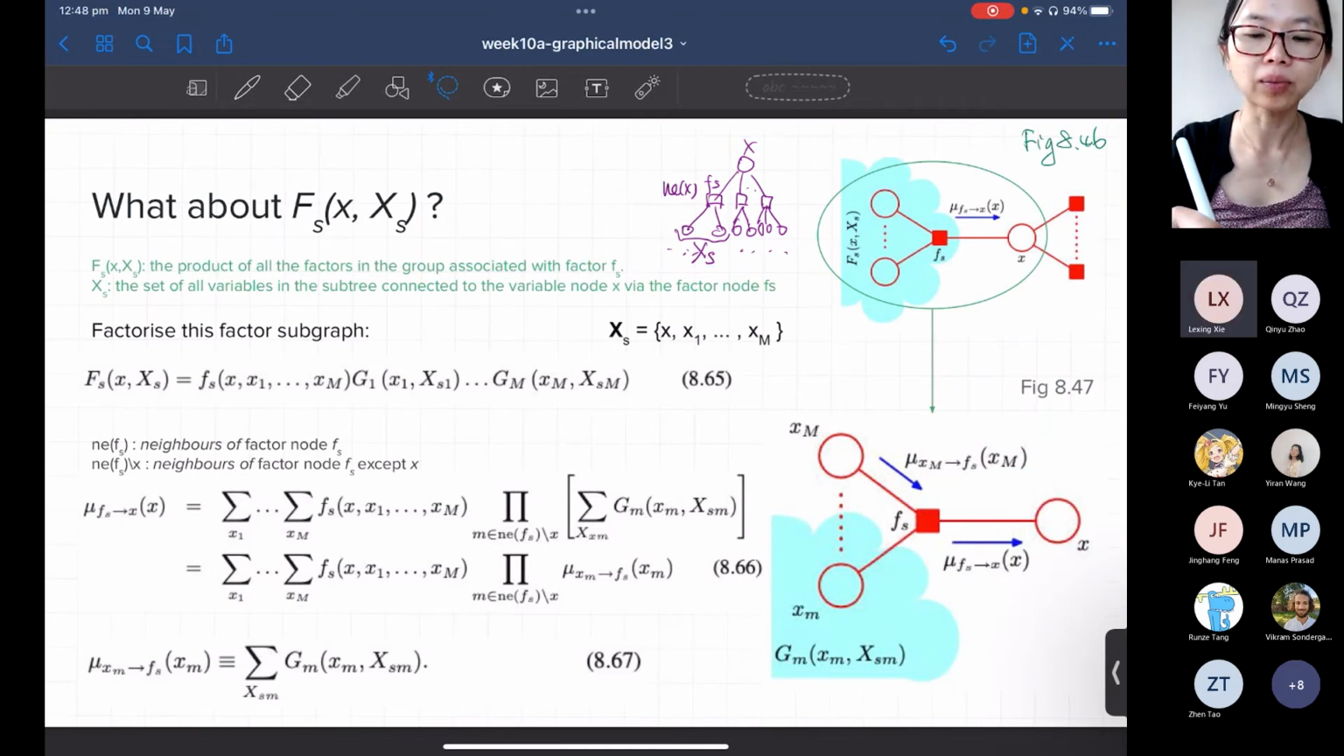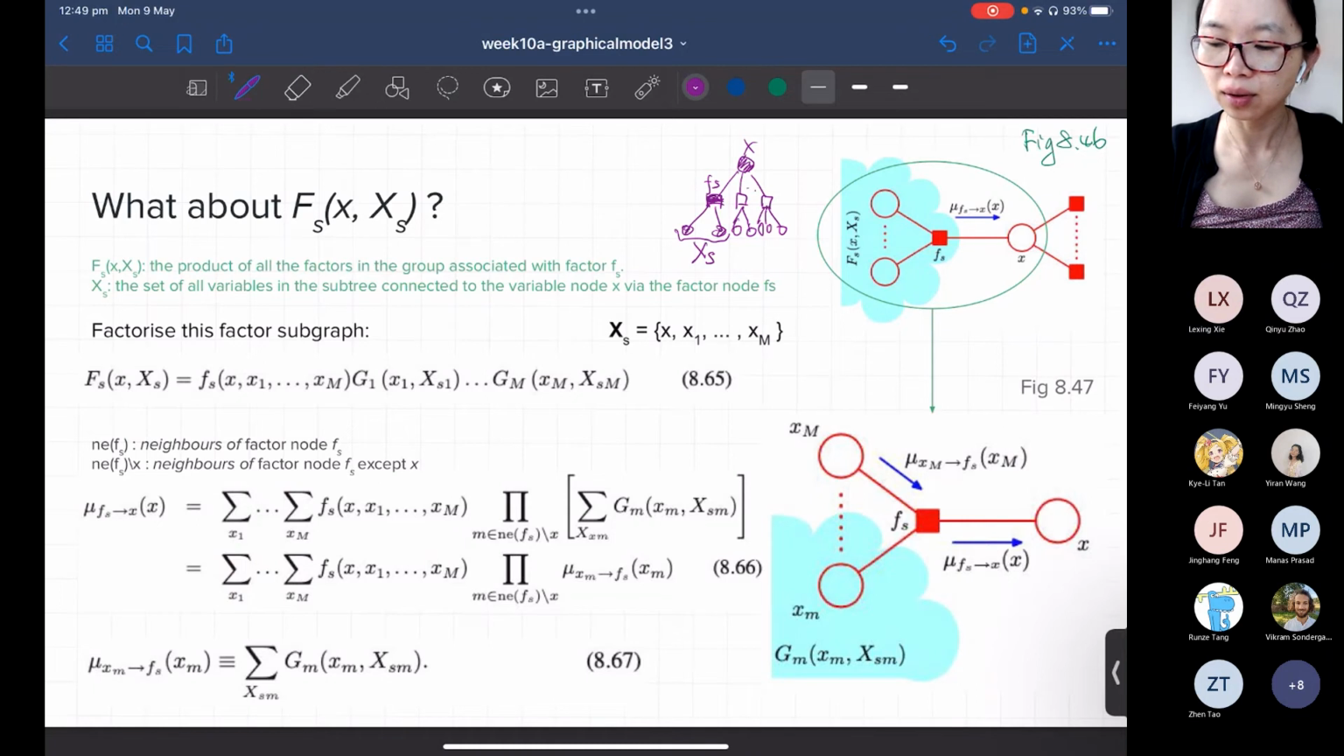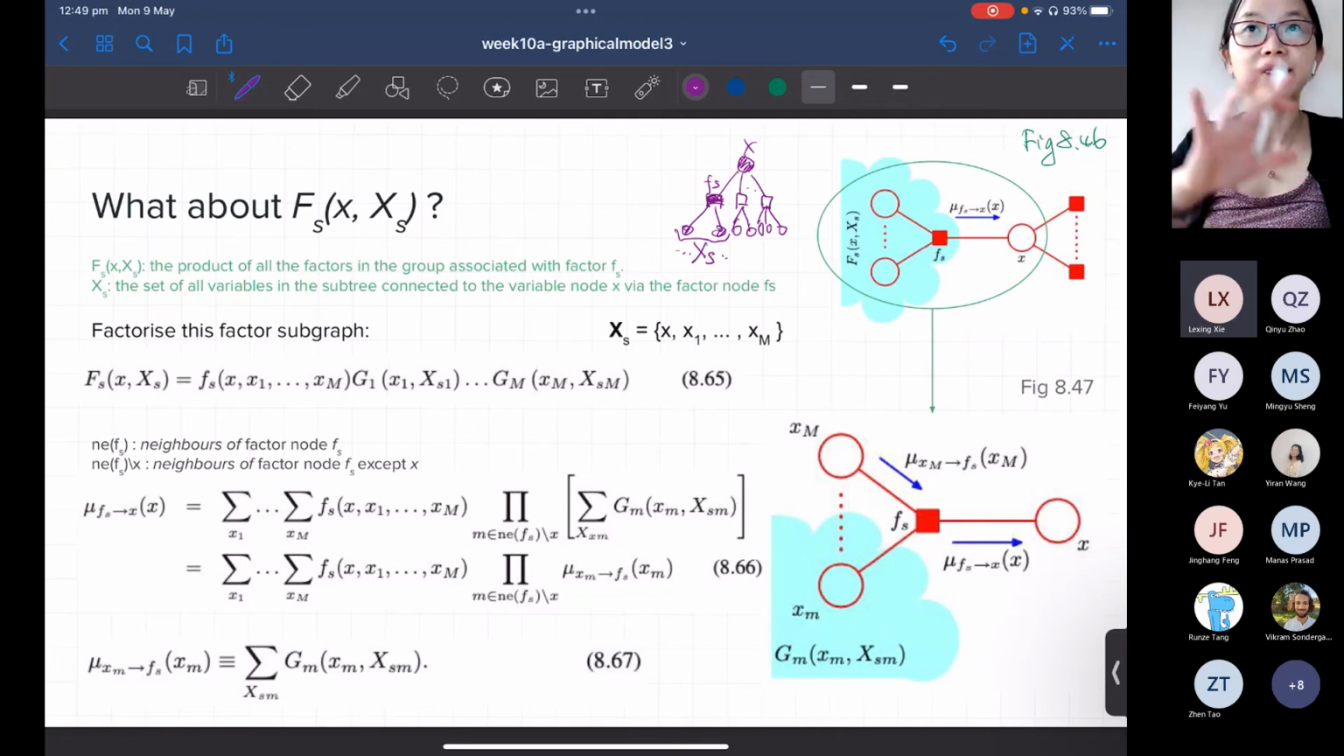Okay, forget about the neighborhood of x, because right now we're zooming into this factor and the subsequent X_s. On this page we're looking at this, and this, and all the subsequent ones. The other subtrees, we assume we can do the same thing to them.